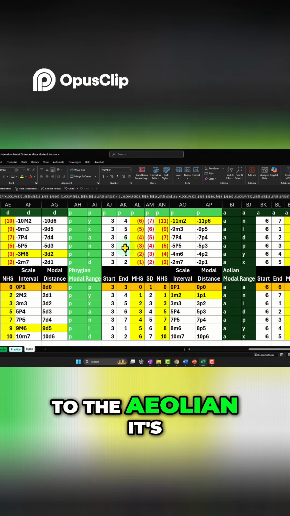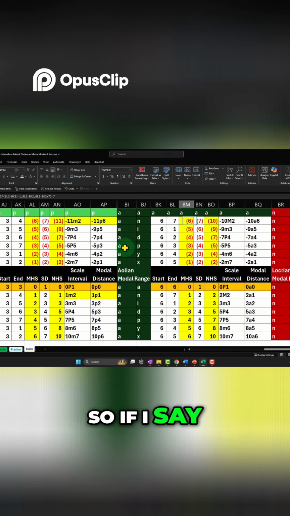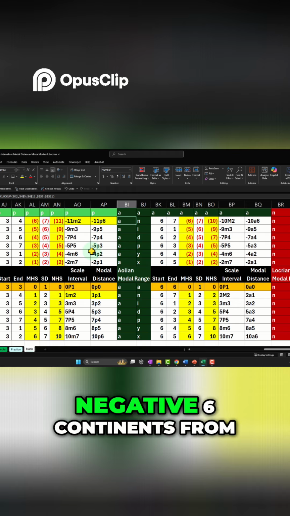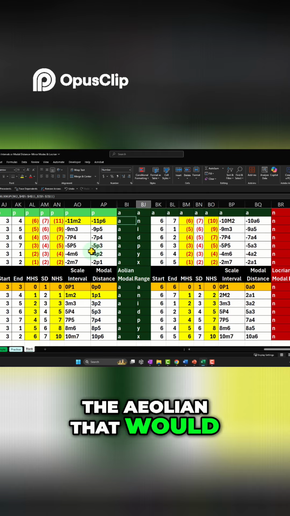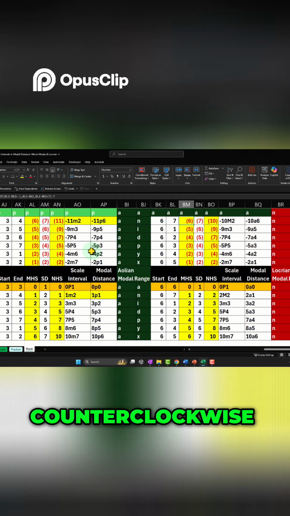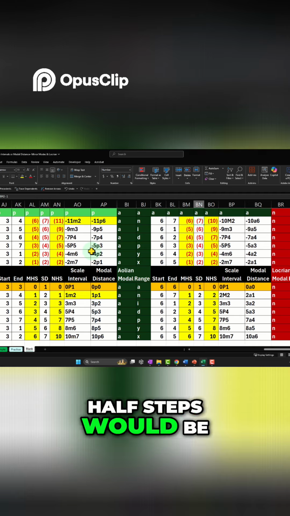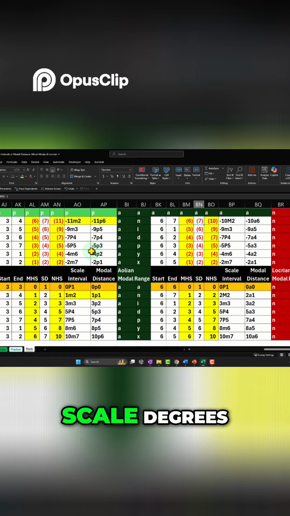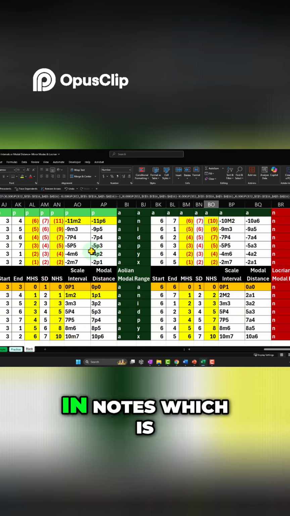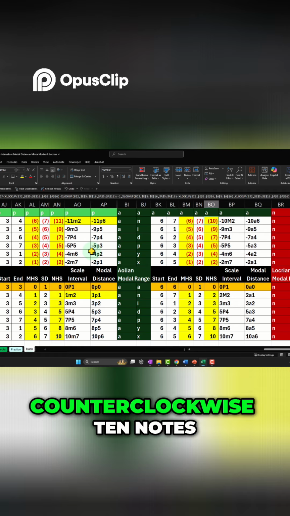Because if we go to the Aeolian, it's going to be like the Dorian, not like the Phrygian, right? So if I say, what if I go negative 6 back, negative 6 continents from the Aeolian, that would land beyond the crazy Locrian. That would be a 6-7 modal range counterclockwise. Negative 6 continents counterclockwise, or negative 6 modal half steps, would be negative 7 scale degrees. If we had negative scale degrees, what are the distances in notes, which is equivalent to continents and oceans counterclockwise?